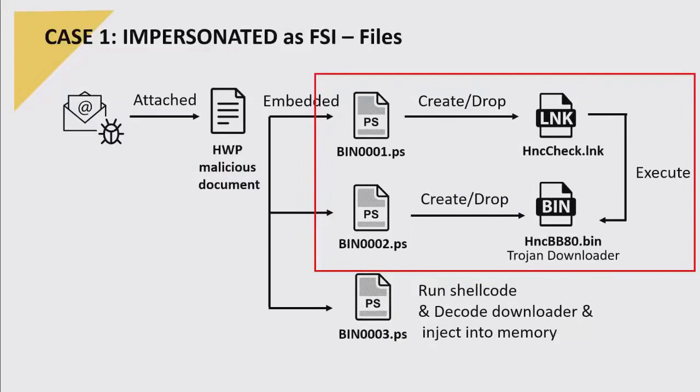This is an infographic showing all files dropped by this sample. 3 malicious PostScript files are included in the attached HWP file. Among these 3 PostScript files, the BIN0001.ps file creates the HNC check.lnk file, and the BIN0002.ps file creates the HNC WB080.bin file. PostScript language can be used without a vulnerability, and the LNK file is a trigger to execute the bin file. I will explain more information on the next pages.